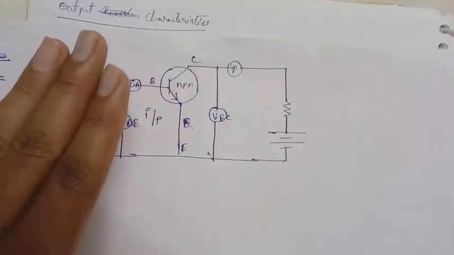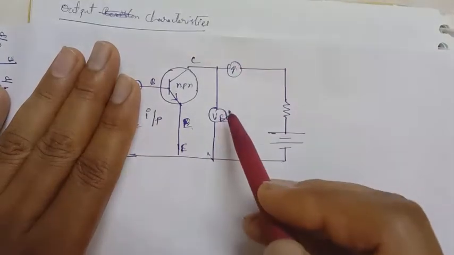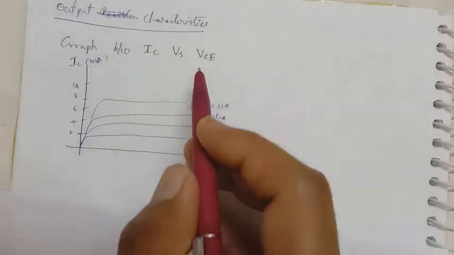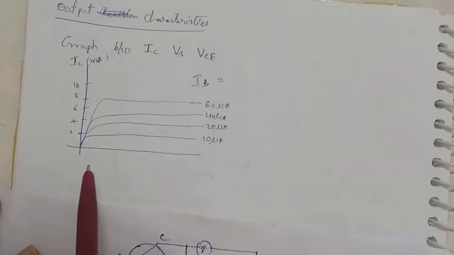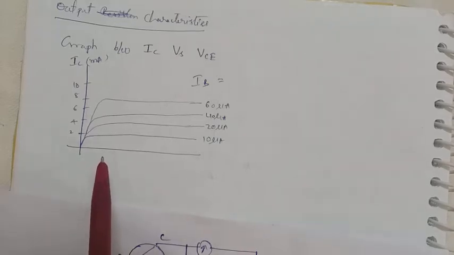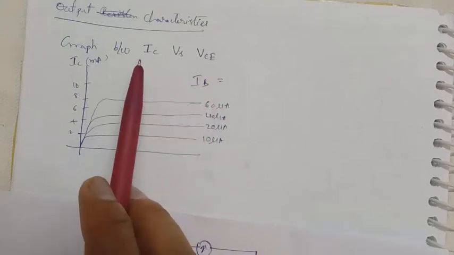So you have to keep the base current constant, then you have to study the change in voltage versus change in current. At the time IB remains constant, that means the base current remains constant. Okay, this is the graph: collector-emitter voltage to the collector current. So this is the output characteristics.